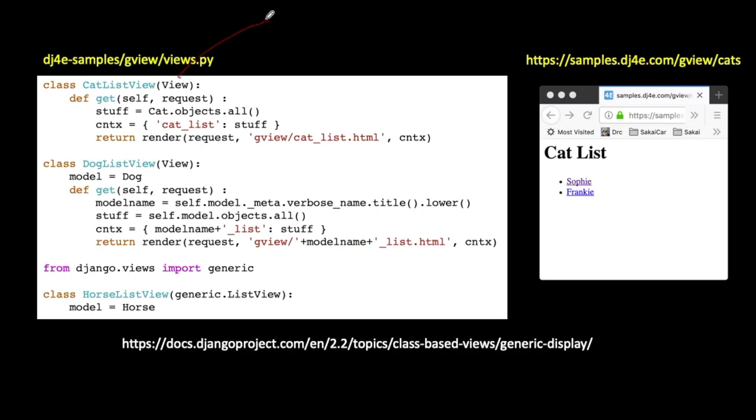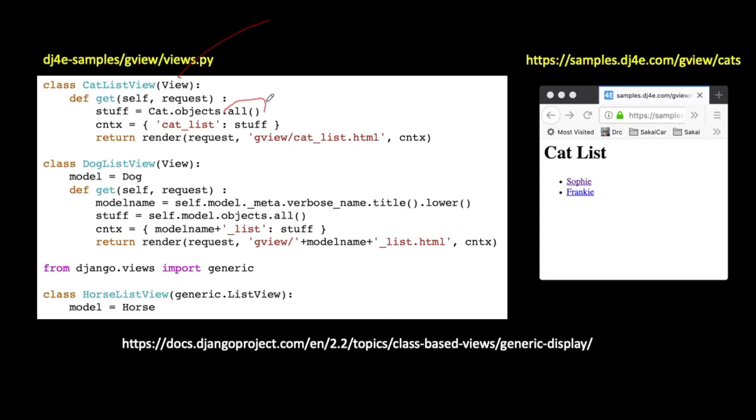And so we would inherit from view. We're going to go to the database. We've imported the cat model, cat.objects. This is the way to query all the cat objects and get a list of cat objects and put it in the variable stuff. That's what cat.objects.all does. Now we've done this before in the shell, but now we're doing it in actual Python code in the views. Like I said, views are where all the stuff happens.